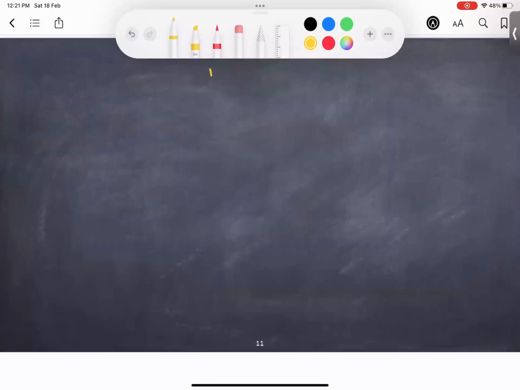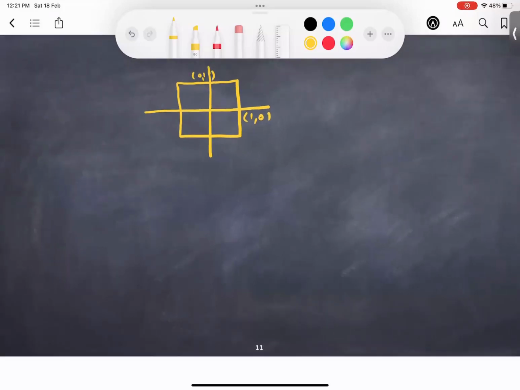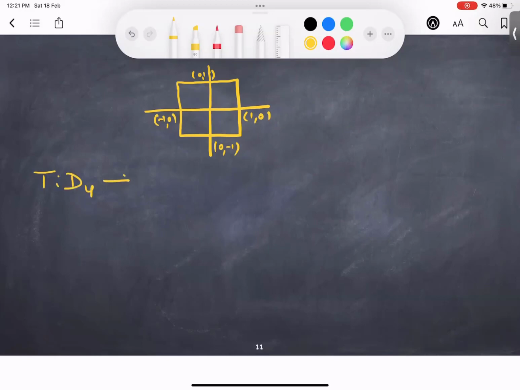Okay, so let's say this is your dihedral group. You can view it as the group of symmetries of a square. So this is my 1, 0. This is my 0, 1. Other entries you can write accordingly. And this is minus 1, 0 and 0, minus 1. Now I'm going to write down a 2-degree representation of D4, a homomorphism from D4 to GL2 of C.